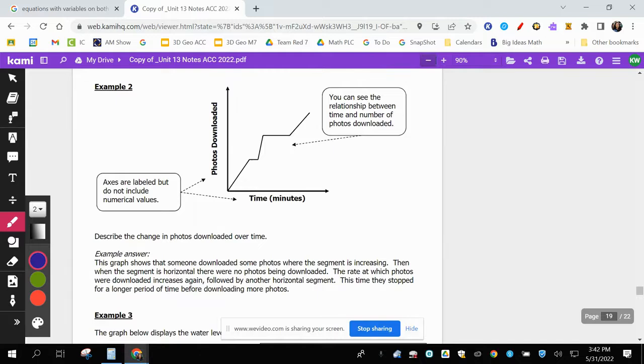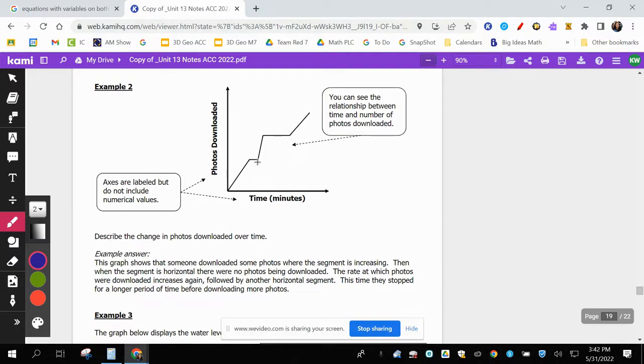So on example 2, we're given another qualitative graph, and this example is done for us. So we're going to notice that the axes are labeled, but they don't include numerical values. So this is the photos that are downloaded, in the time it took in minutes. And you can see the relationship between the time and the number of photos downloaded. And if you were asked to describe the change in photos downloaded over time, here's a good example answer.